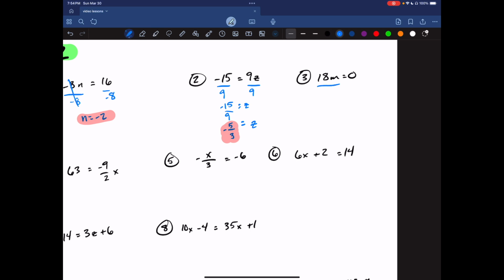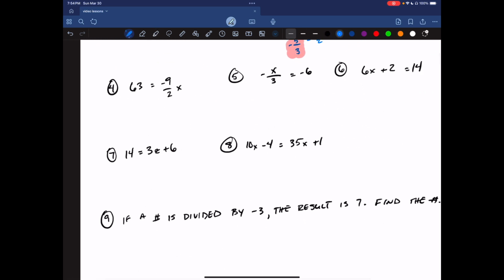All right, on number 3, I have to undo the 18m, so I divide both sides by 18. And anytime you have 0 in the top of the fraction, the answer is simply going to be 0. So that's simple.